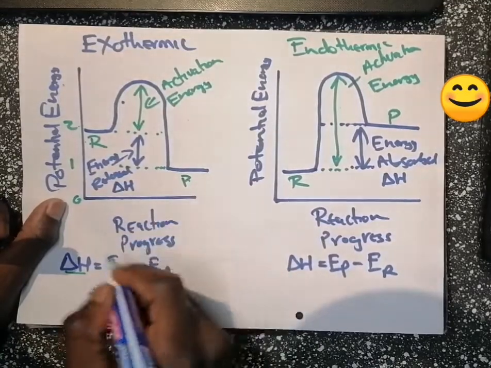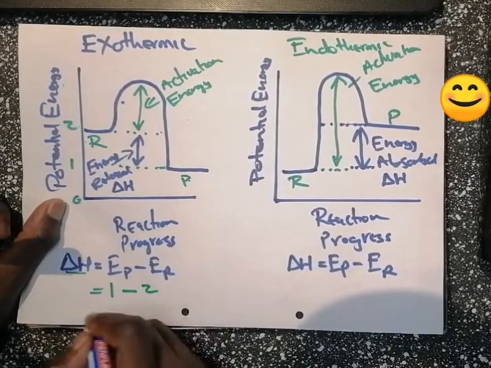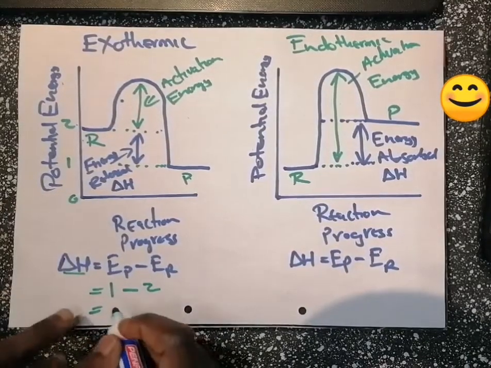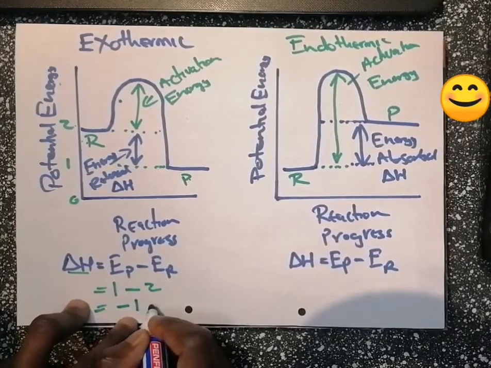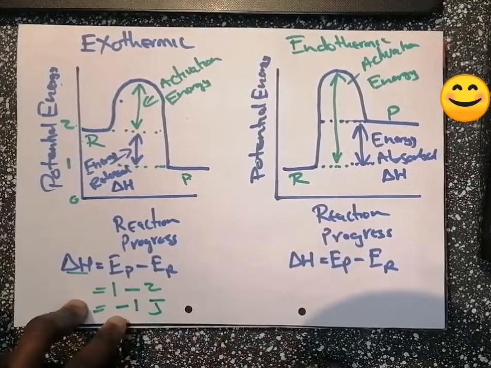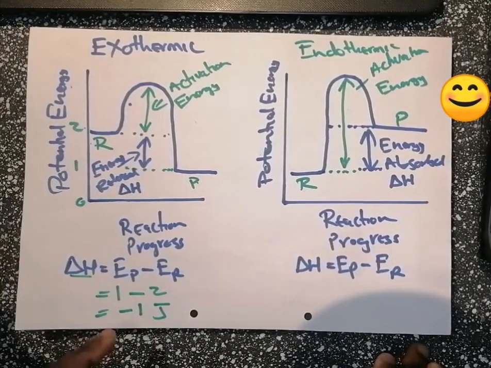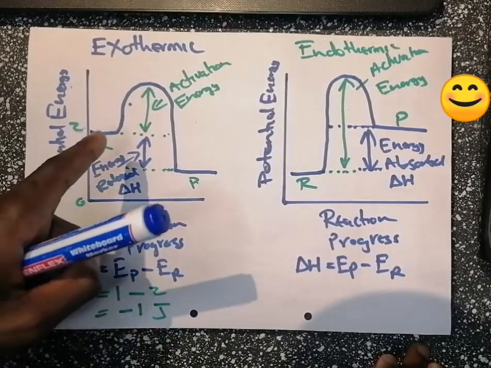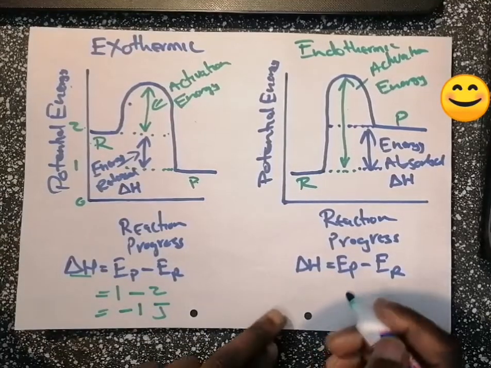Energy of product, remember, let's say we said is 1, minus what? Minus 2. Then our heat of reaction would be what? Negative 1, right? I think it should be joules, right? It should be joules because it's energy. So for an exothermic reaction, we have a negative heat of reaction because energy of reactants is higher than energy of product. What about endothermic?